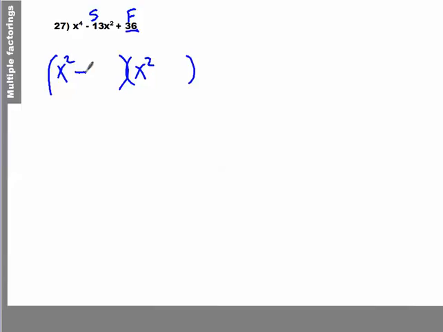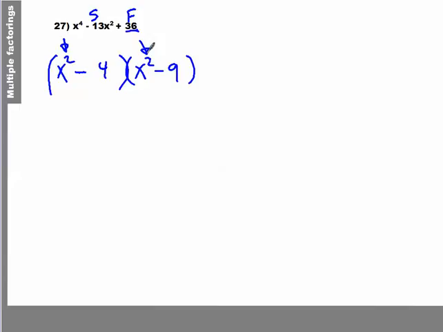So x squared minus 4 and 9. 4 times 9 is 36. Negative 4 plus negative 9 is negative 13. All right, so then I notice that I have x squared in both of these terms. That might be trouble, folks.